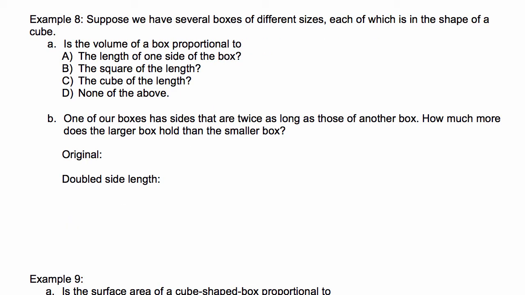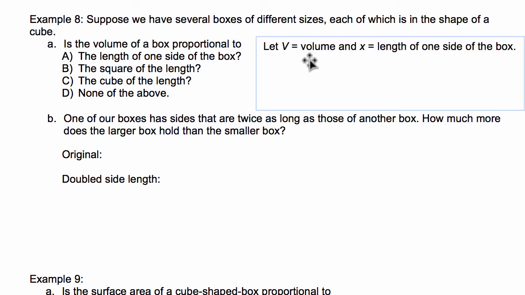Example 8. Suppose we have several boxes of different sizes, each of which is the shape of a cube. Is the volume of a box proportional to A, the length of one side of the box, B, the square of the length of one side of the box, C, the cube of the length of one side of the box, or D, none of the above? Since we are interested in the relationship between volume and the length of one side of the box, let's let V equal the volume of the box and X equal the length of one side of the box.